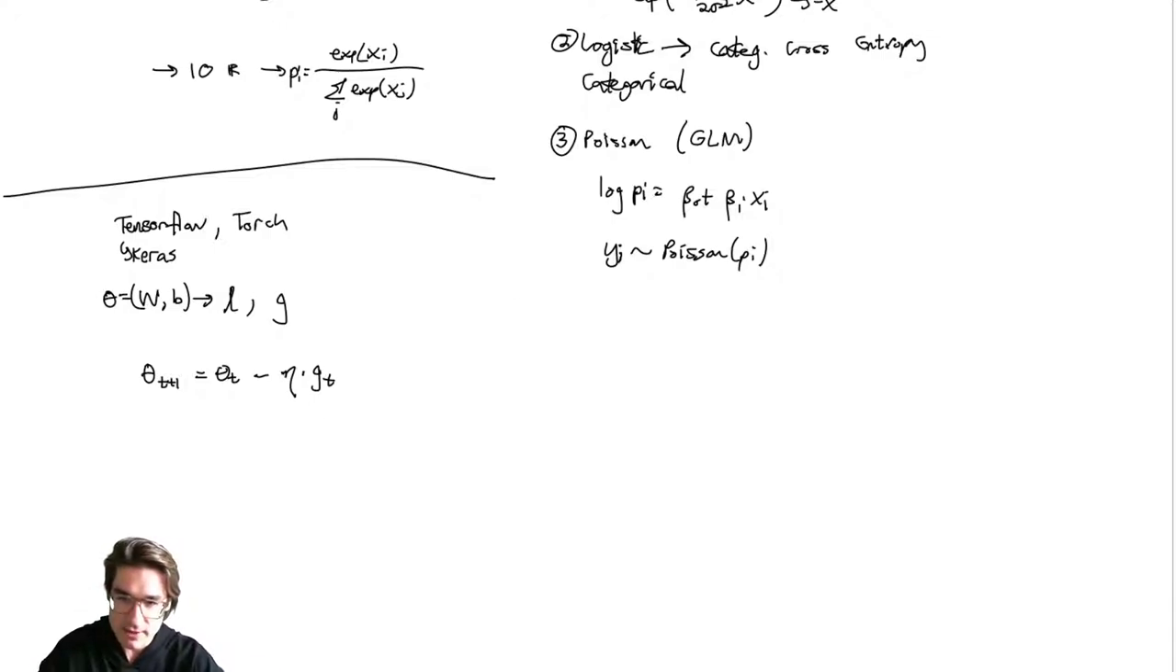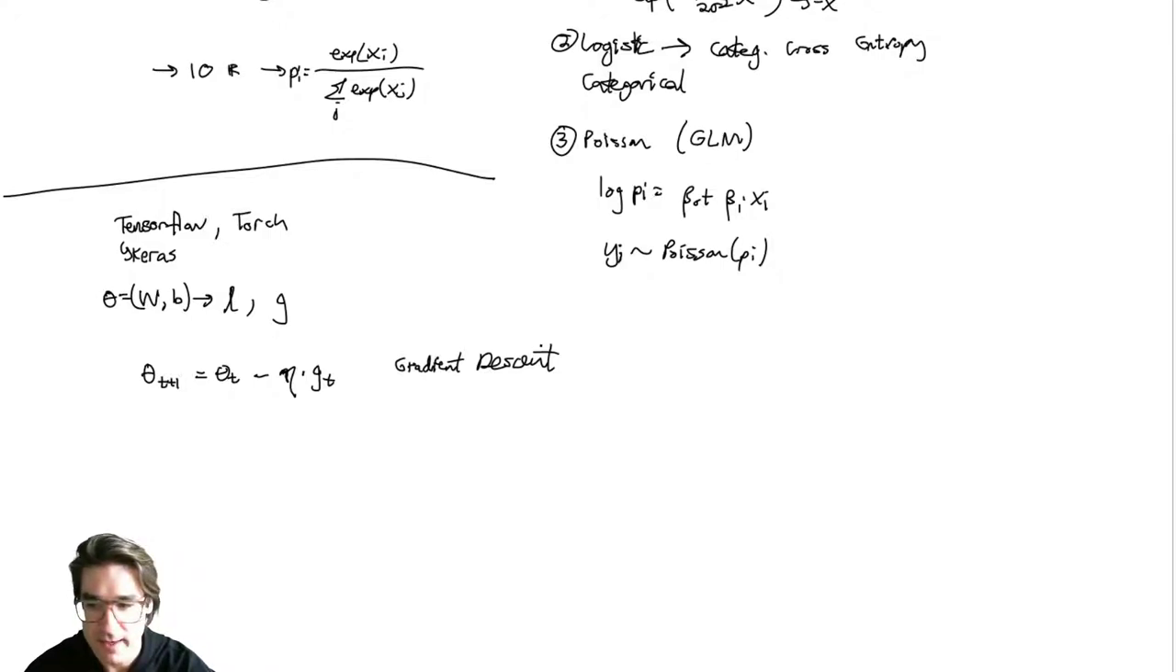Now this is a vector equation. Eta is just a number. g_t is a vector, theta is our vector. So this is our updating rule for this thing, which is called gradient descent. Gradient descent, because you descend in the direction of the negative gradient, or the opposite of the gradient. So that's what we got.